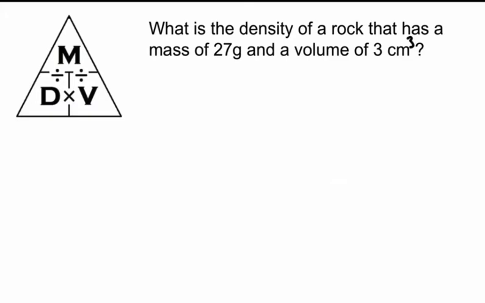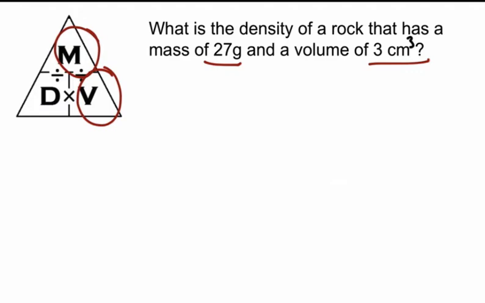If I wanted to calculate the density, I would need to know two things. I would need to know the mass and the volume. So if I'm trying to find the density of a rock that has a mass of 27 grams and a volume of 3 cubic centimeters, then I want to look at what they have given me already. They already gave me the mass, and they've already given me the volume.